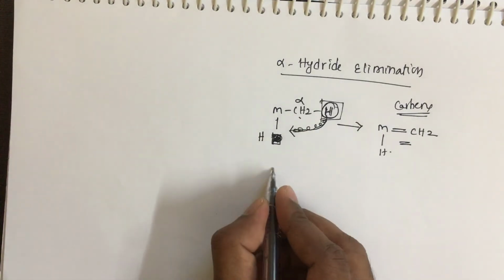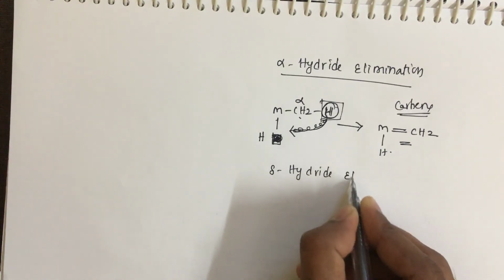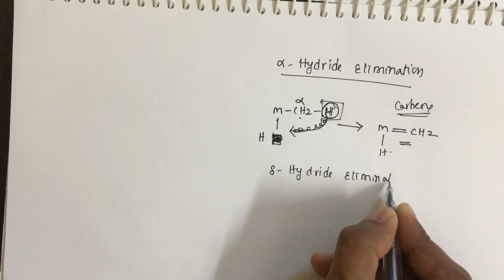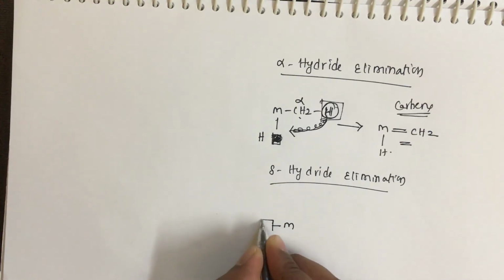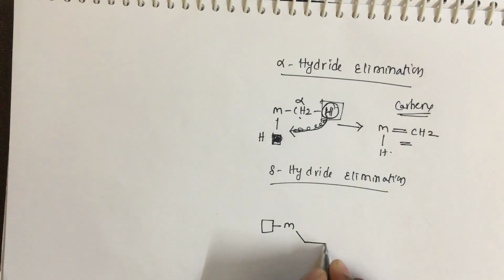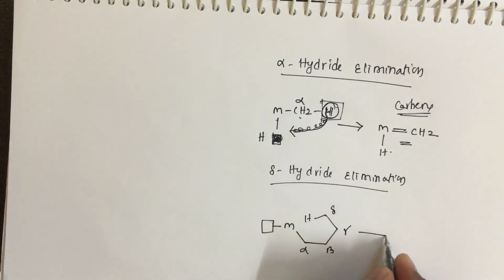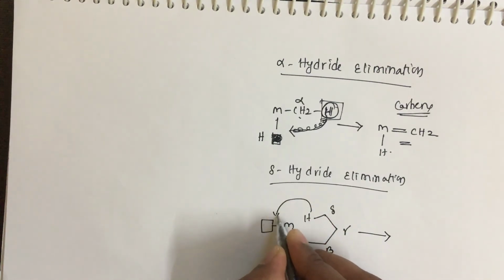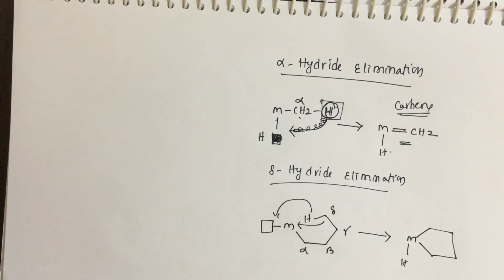Next, delta hydride elimination leads to the formation of cyclic compounds. This is important. In this case there should be one vacant site and a hydrogen at the delta position: alpha, beta, gamma, delta. This hydrogen goes from here to here and this carbon forms a bond with the metal. So this is the compound we'll get.